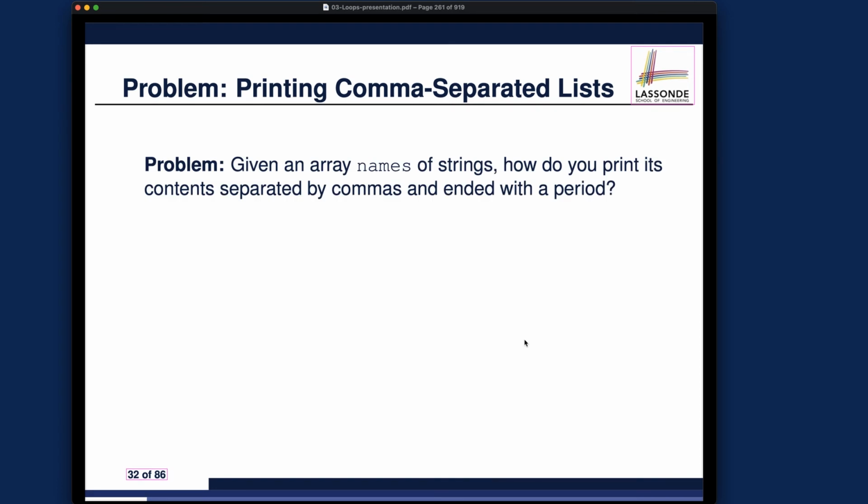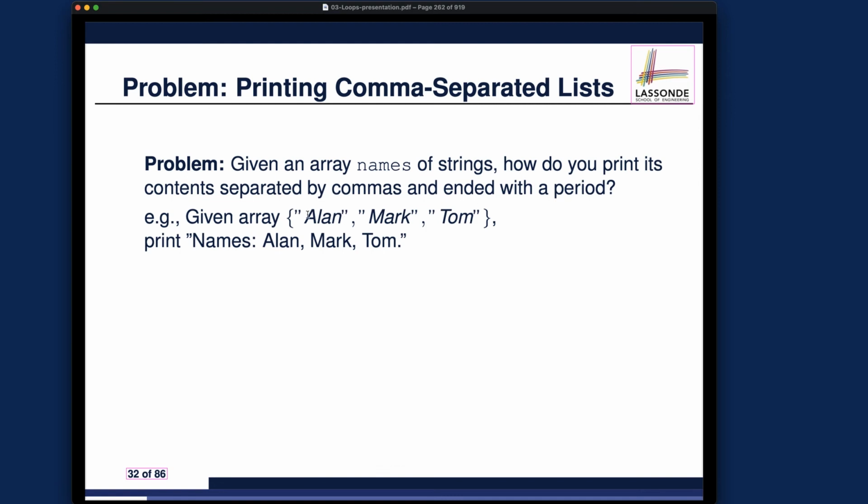Okay, given an array names, that's the name of the array, of strings, how do you print its content separated by commas and ended with a period, right? So there are two delimiters we want to worry about. One is a comma, the other one is a period. For example, let's say array of size 3, we got Alan, Mark, and Tom. We want to print out this string over here, names, colon, and then Alan followed by comma, Mark followed by comma, and then Tom followed by period.